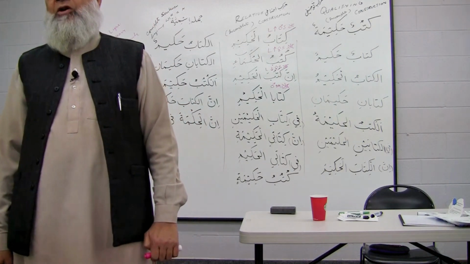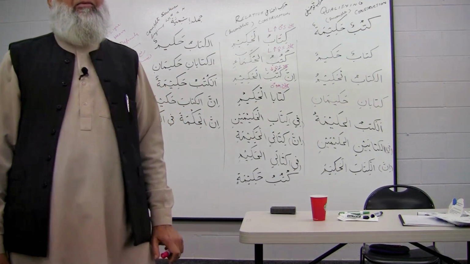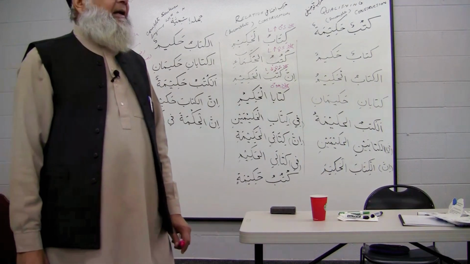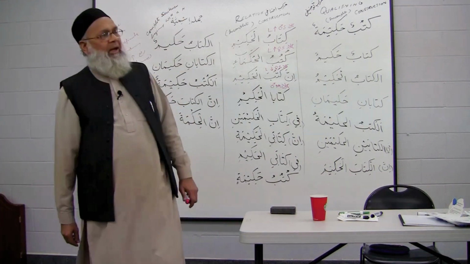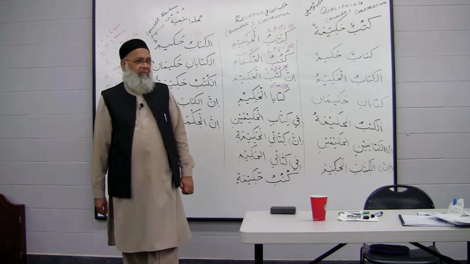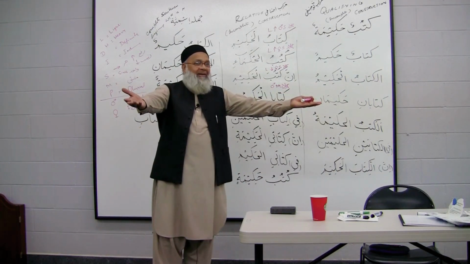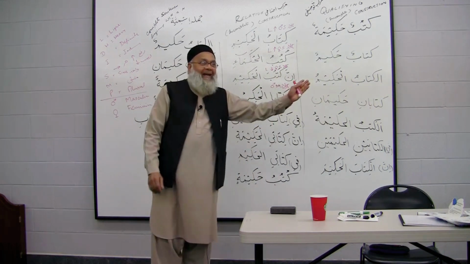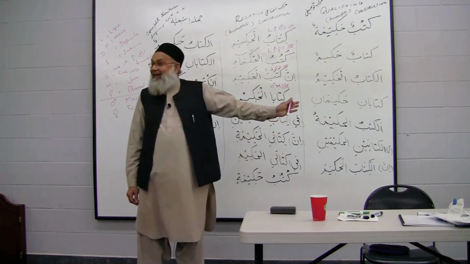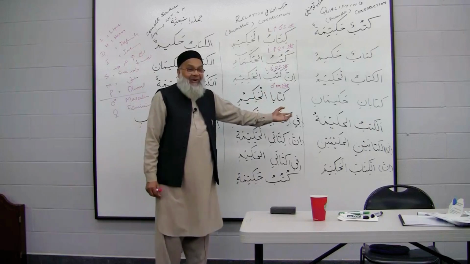What are the two forms of Musanna? In Rafa form, how does Musanna look, and in Nasab and Jar form, how does it look? Kitabani. So it is Rafa form, and the Iraab is light. This is the light Iraab. Noon has been dropped.